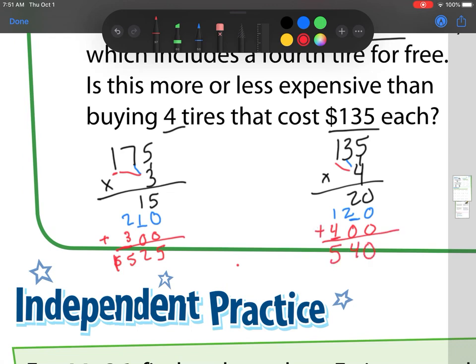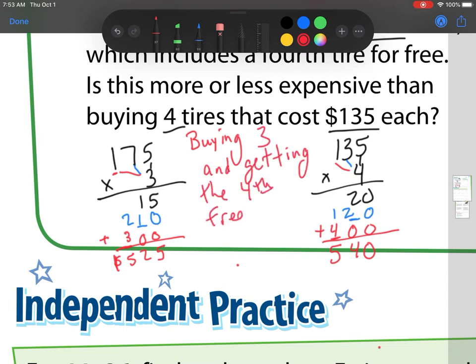So which one is cheaper? Well, it looks like the 4th tire free is cheaper. So we're going to say buying 3 and getting the 4th free is cheaper.